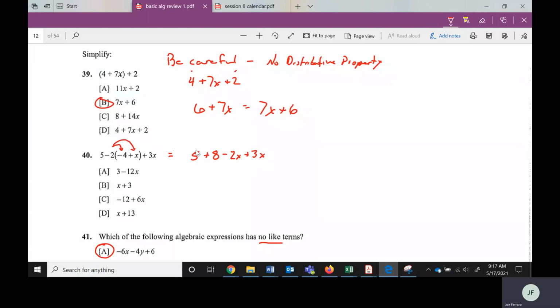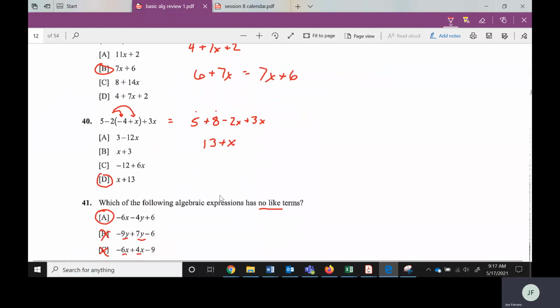Okay, now we take a look at the like terms. No x's, no x's, so we add those together. There's an x and an x, so negative 2 and a plus 3. So there's one more positive than there's negative. So we could say plus 1x or just plus x. Again, this exact answer isn't over here, but x plus 13 is the same as 13 plus x.